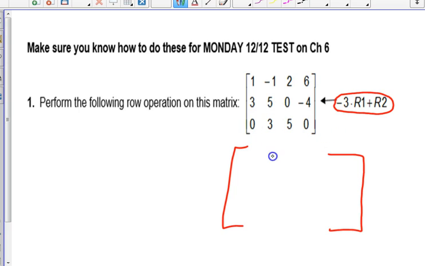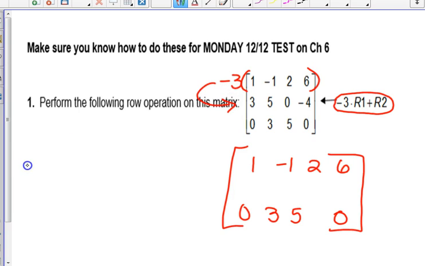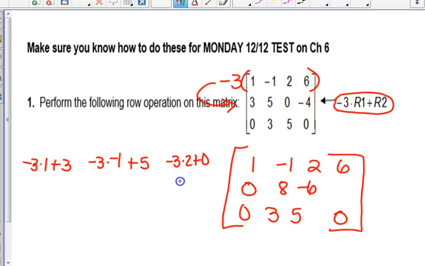Okay? So you leave the first row, even though it says to take it times 3, you only take it times 3 to add it to row 2. You don't change it in and of itself. Now you take row 1 times negative 3 and then add it down here. So it'd be negative 3 times 1 plus 3, which would be 0. And then negative 3 times negative 1 plus 5, which would be 8. Negative 3 times 2 plus 0. And negative 3 times 6 plus negative 4.